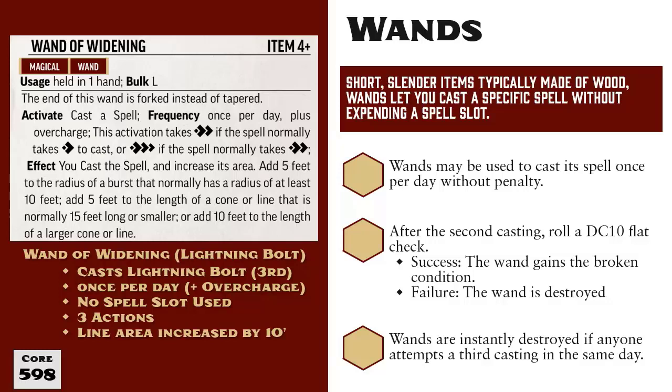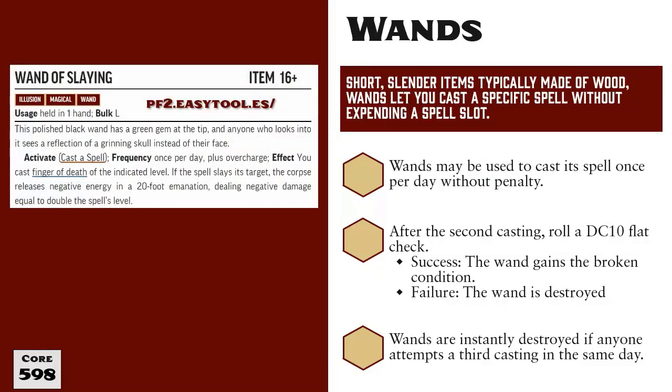Wands of continuation and wands of widening can be crafted to cast any spells that meet their requirements. Other specialty wands can only be used to cast one specific spell as detailed in their description. Wands of manifold missiles only cast magic missile, and wands of smoldering fireballs only cast fireball. But when they cast those spells, they do so with an added effect. For example, wands of slaying can only cast Finger of Death, but if that casting slays its target, then the victim explodes in a blast of negative energy that damages all living targets around it.